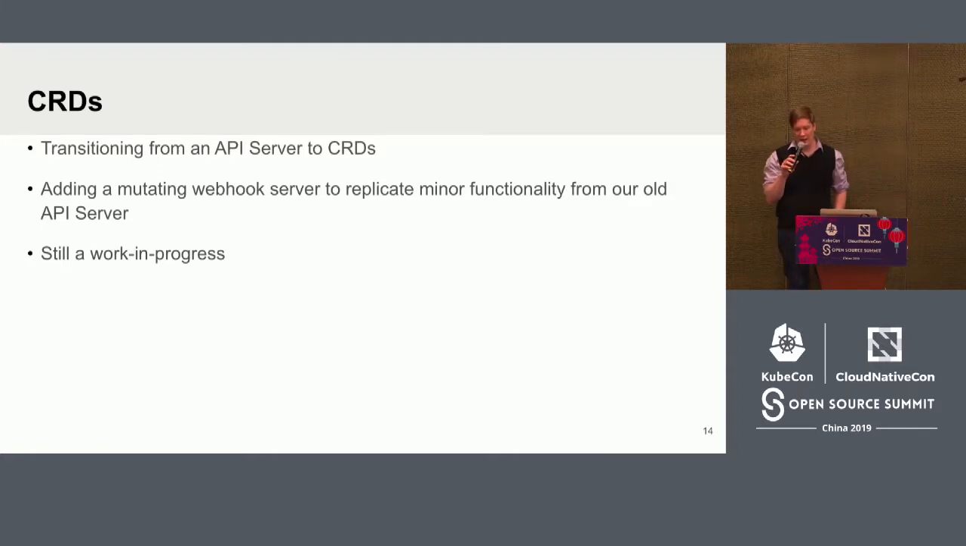So currently today, Service Catalog exists as an aggregated API server and an accompanying controller, which means we don't use CRDs. That said, we're a pretty perfect fit for what CRDs offer, so we're currently in the process of transitioning to being based on CRDs and getting rid of our API server.